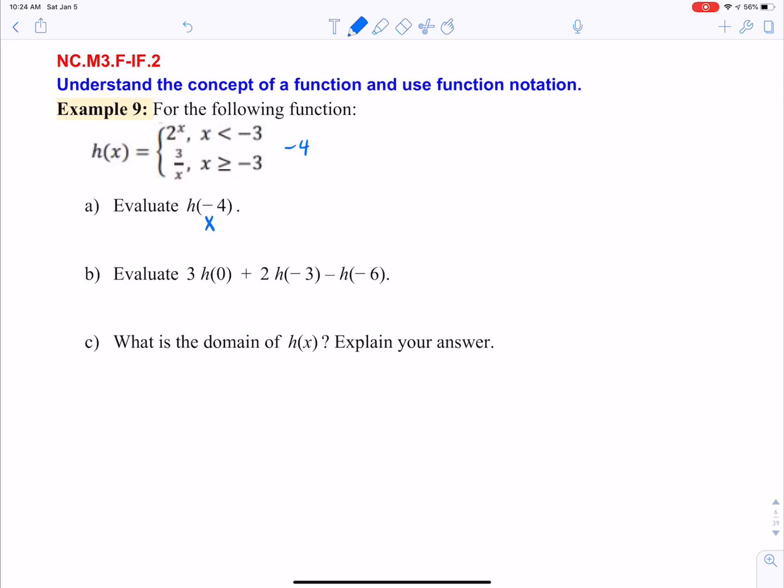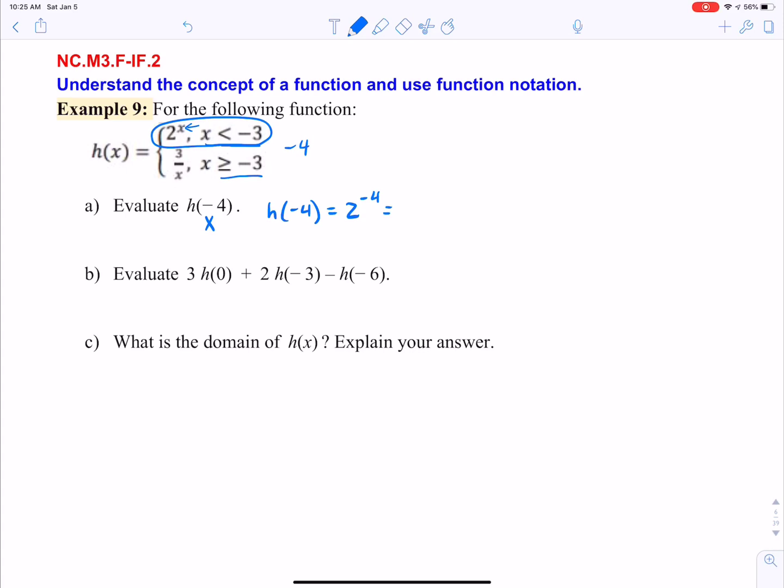So is negative 4 less than negative 3, or is it greater than or equal to negative 3? So negative 4 is less than negative 3. So we are going to plug negative 4 in for that x value. So we need to say that h of negative 4 would equal 2 to the negative 4th power. And then clean that up.